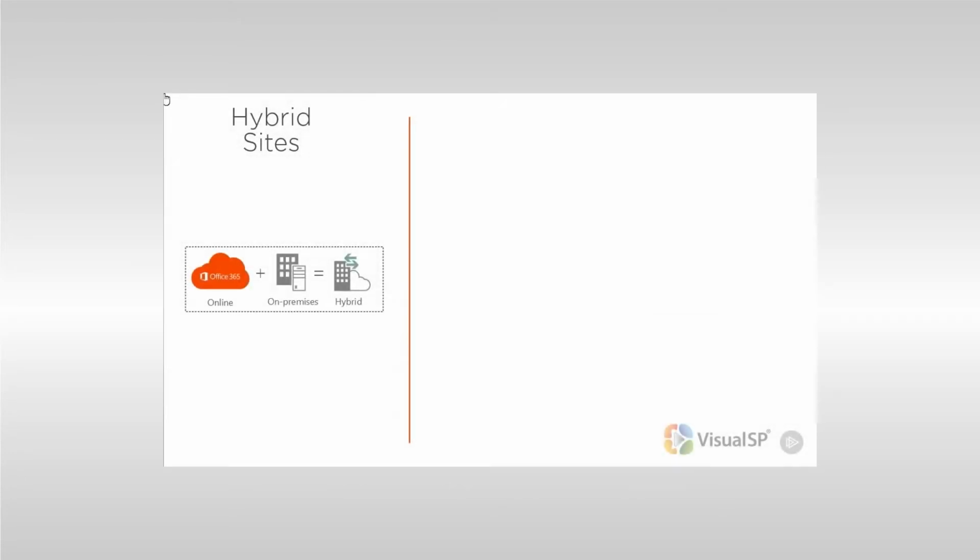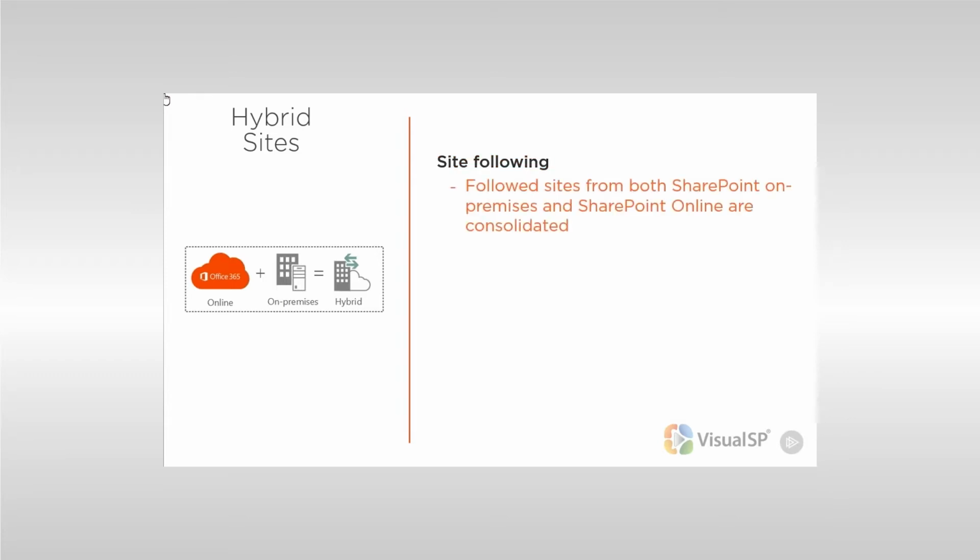When we enable hybrid sites, we actually get more than one feature. We get three features. The first feature we get is site following, which means that both the sites we follow on premises in SharePoint 2013 or SharePoint 2016 and SharePoint Online are going to be consolidated on the sites page in Office 365. We also get the profile redirection. Whenever a user clicks on a profile, they'll be redirected to the Delve profile of the user.